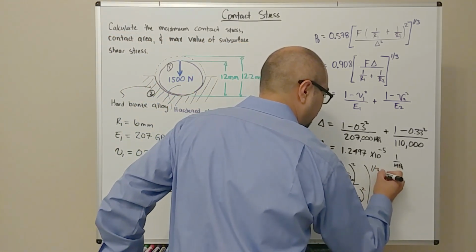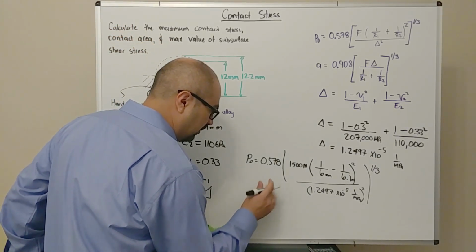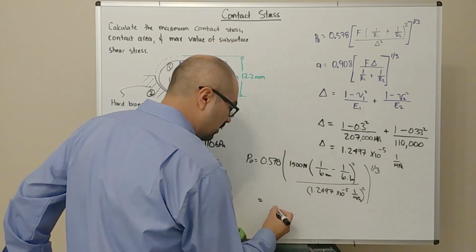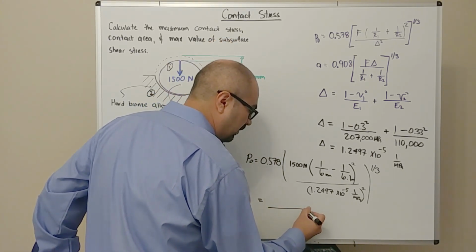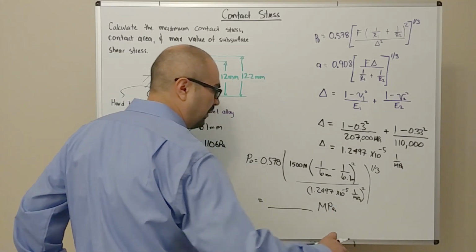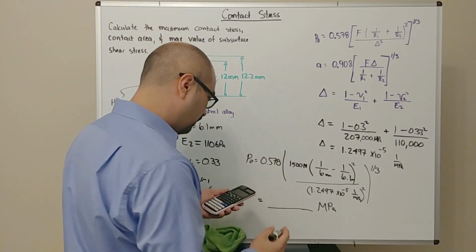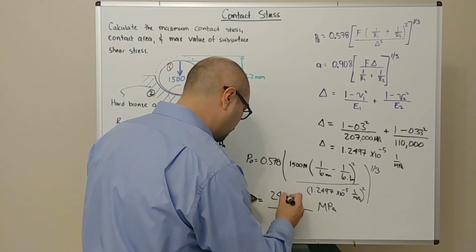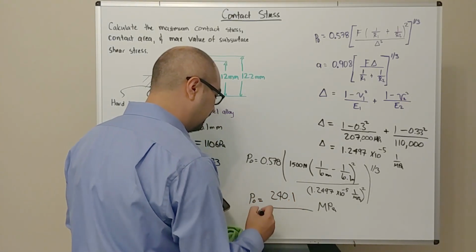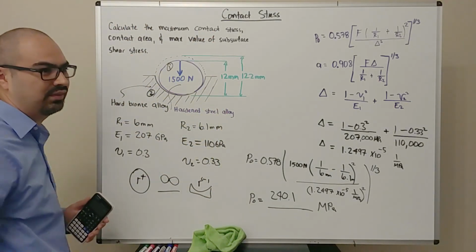And then we're going to get the cube root. So if we plug all of these values into the calculator, just as they are over here, whatever comes out is going to have units of megapascals. So we go ahead and type this. We get a value of 240.1 megapascals. This is the contact pressure, otherwise known as the maximum contact stress.